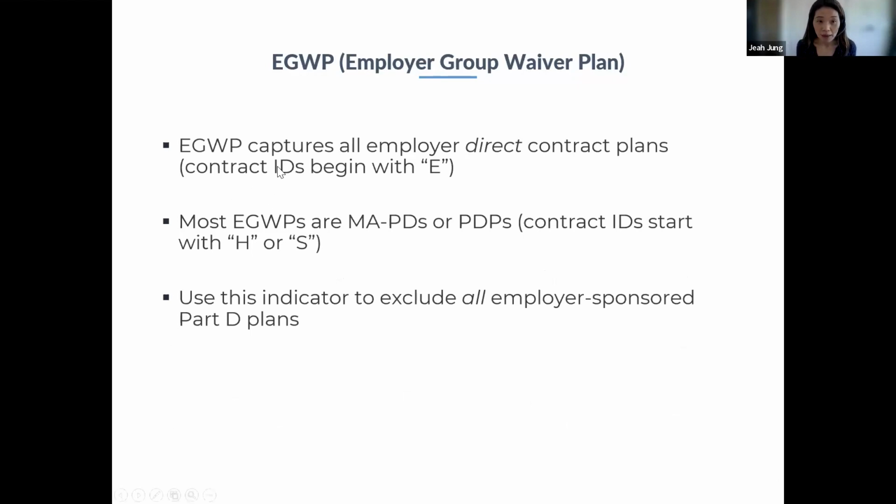So EGWP captures all employer direct contract plans. If you are a direct contract plan, of course you are an EGWP. However, most EGWPs are actually MAPDs or PDPs. So in order to identify all employer-sponsored Part D plans, you have to use this plan-level, plan-specific information captured in the EGWP indicator.